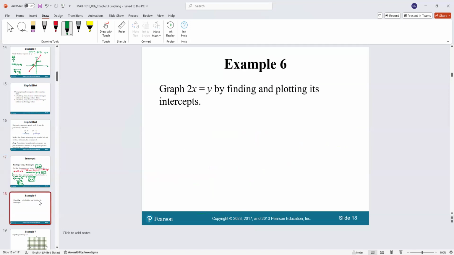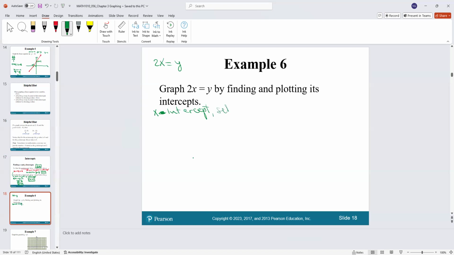Let's see some other examples. They said graph. We can graph these two very quick. If we do the intercepts, because this is what you have, 2x equal y, okay? Now, let's see, finding and plotting the intercepts. What's the x-intercept? How to find the x-intercept again?